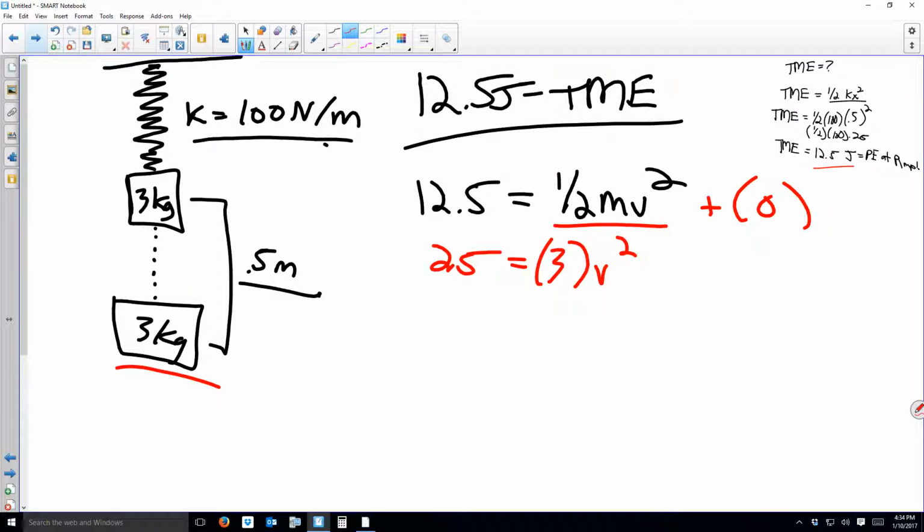equals v squared. And then the velocity is whatever the square root of 8.33 is. Should be a little less than 3, and it appears to be 2.89 meters per second. 2.89 meters per second.